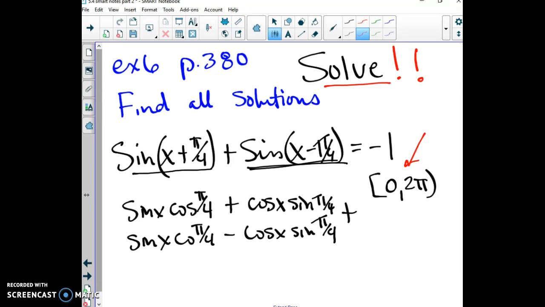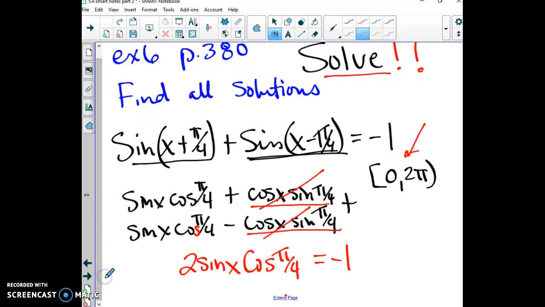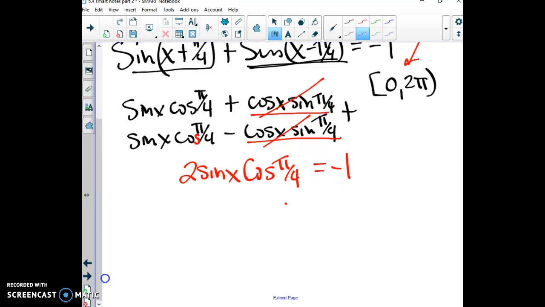So I'm going to line up my like terms, cosine x sine pi fourths minus cosine x sine pi fourths. One's positive, one's negative. I can see that those are going to cancel. And I end up with 2 sine x cosine of pi fourths equal to -1. So we look at this and we see we can evaluate this.